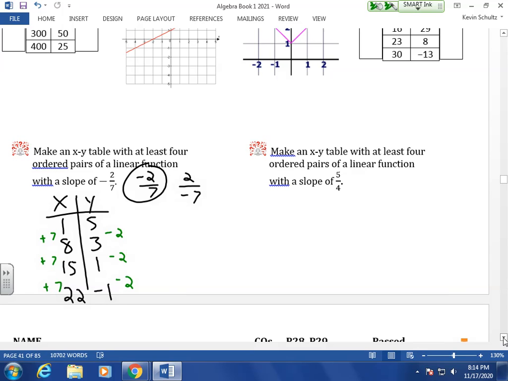Now you can't use 1 and 5 as your first numbers here in your XY table. You can't just copy that down. You've got to make your own. All right, but there you have it. That is your crash course on linear functions. You're looking for whether that slope, the change in y over change in x, is the same.